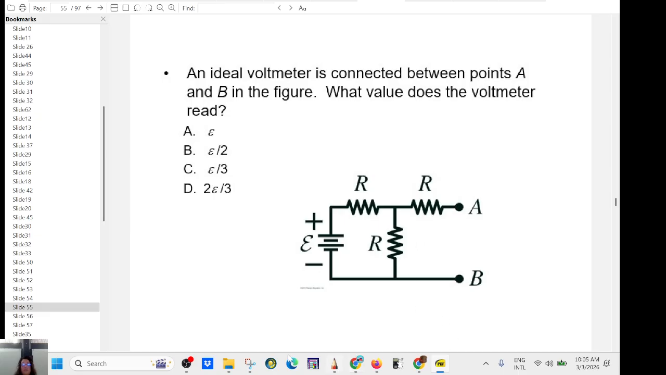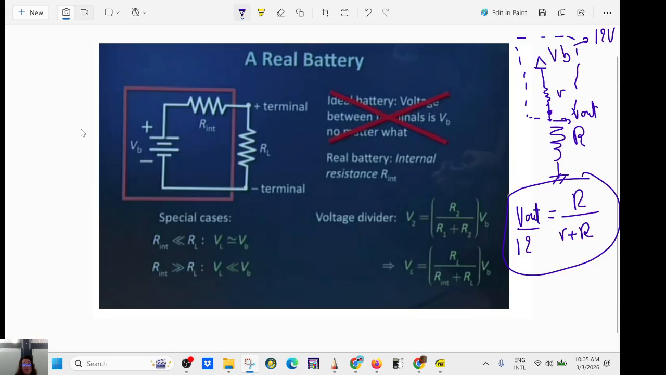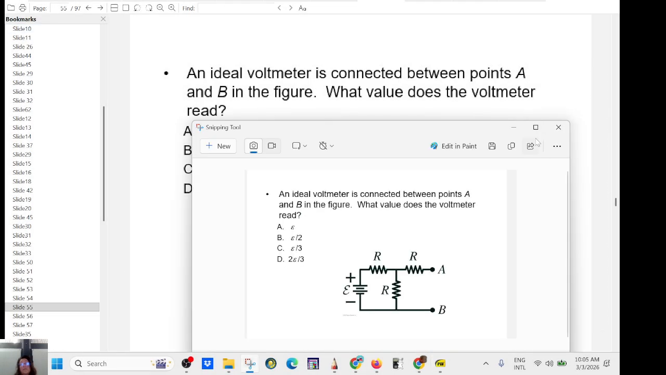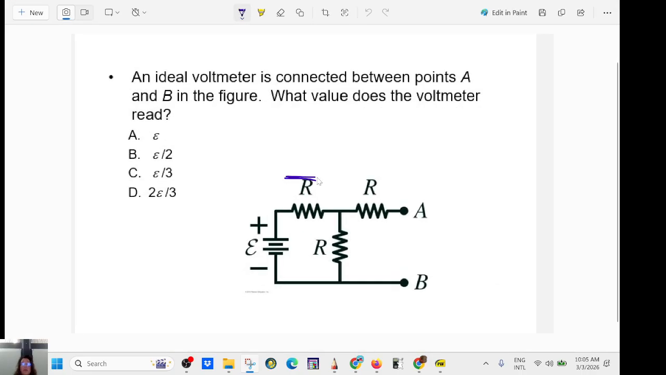So help each other. What do you think? You have the current going this way, and there is no path here. So the current cannot go this way. It's going to go back this way, that way.